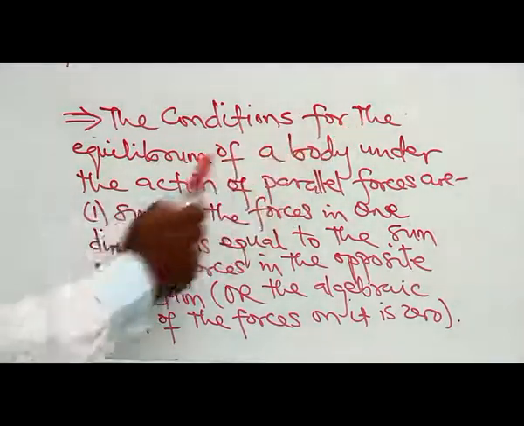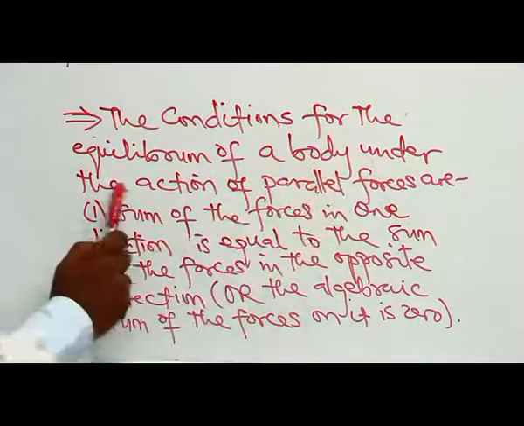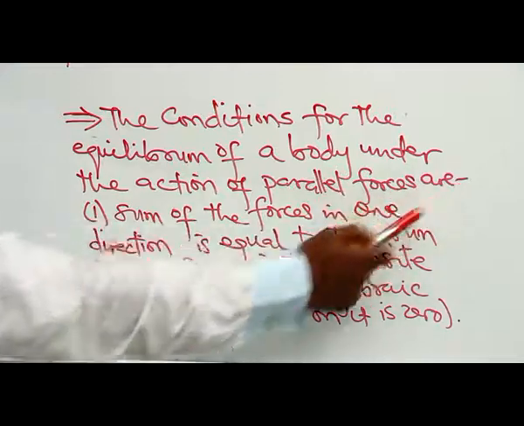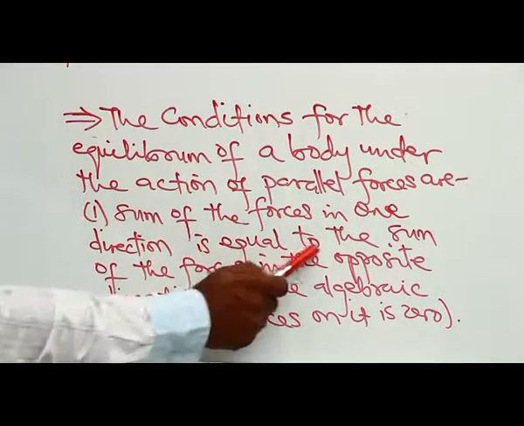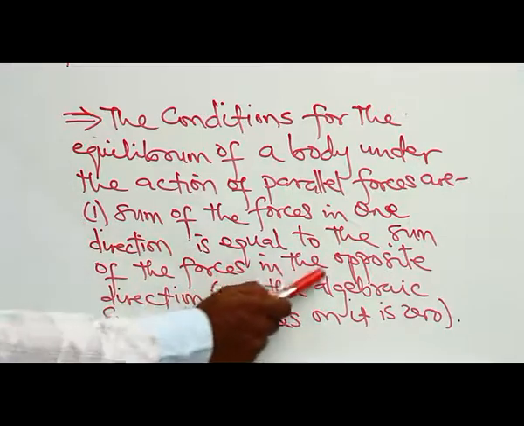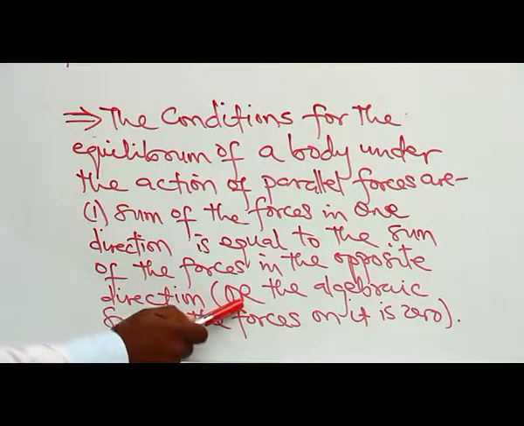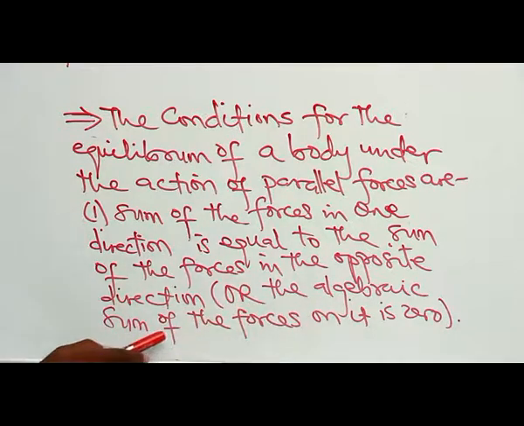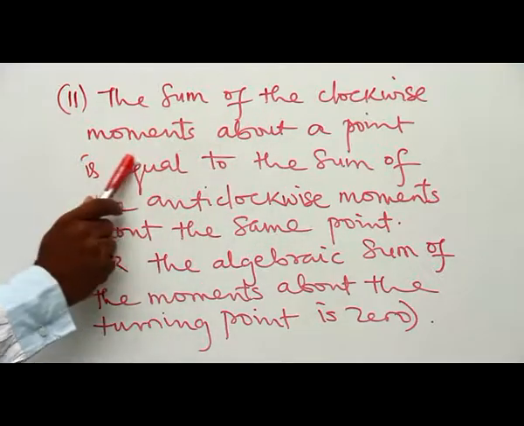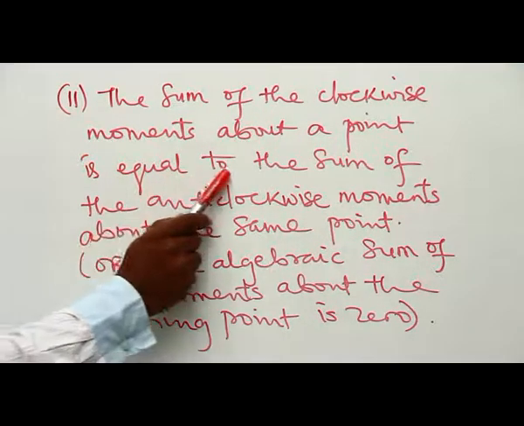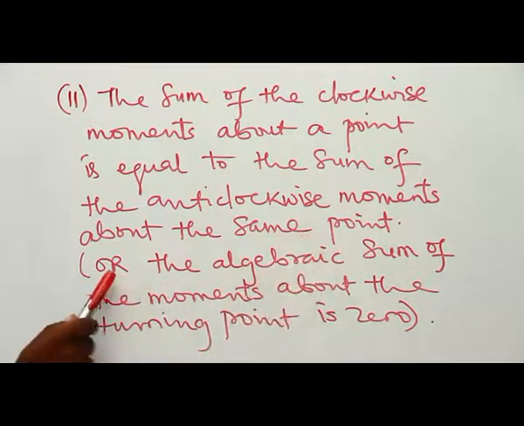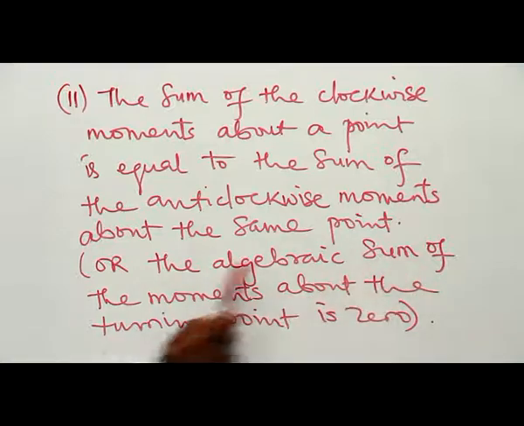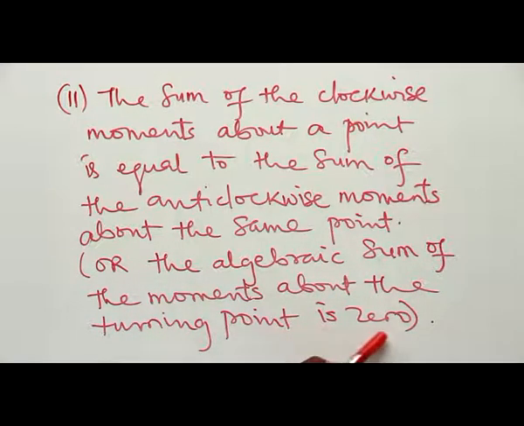The conditions for the equilibrium of a body under the action of parallel forces are: 1. Sum of the forces in one direction is equal to the sum of the forces in the opposite direction. Or, it can be stated, the algebraic sum of the forces on it is 0. 2. The sum of the clockwise moments about a point is equal to the sum of the anti-clockwise moments about the same point. Or, the algebraic sum of the moments about the turning point is 0.